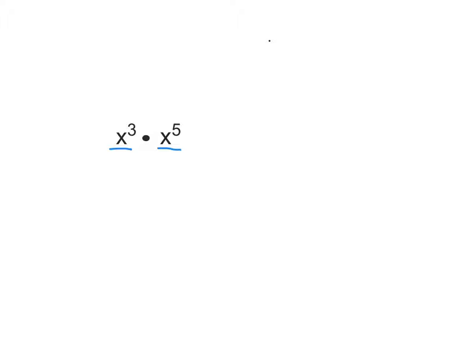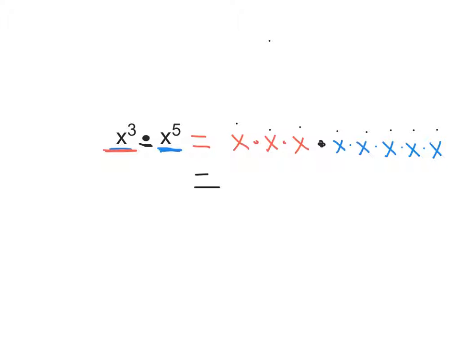So I'm going to take this x to the third and write it out for what it really means. So I have x times x times x. Then I need to multiply that times x to the fifth, so x times x times x times x times x. After we write that all out, we can simplify it. So I have 1, 2, 3, 4, 5, 6, 7, 8 x's. So I end up with x to the 8th. This expression is really equal to x to the 8th.